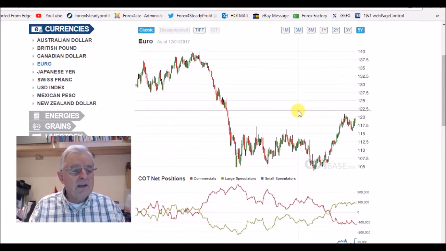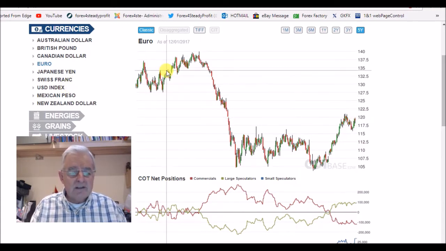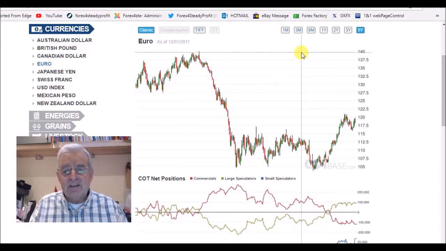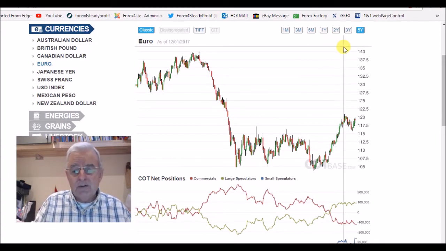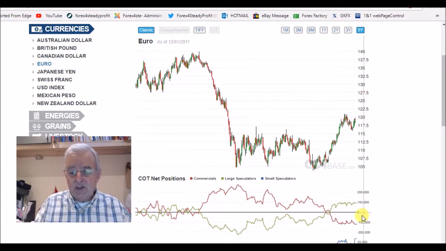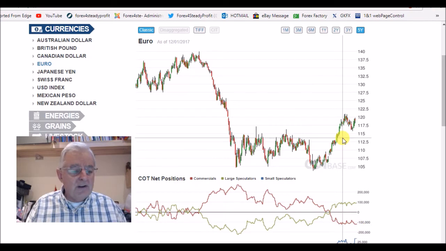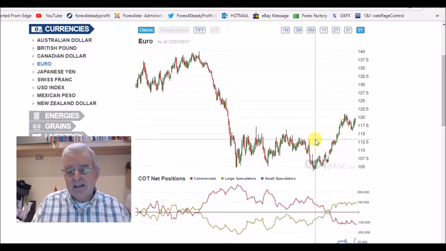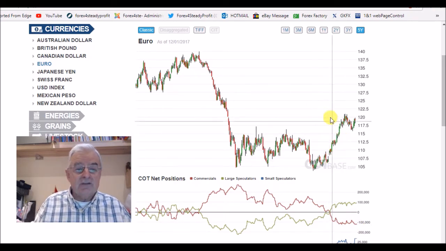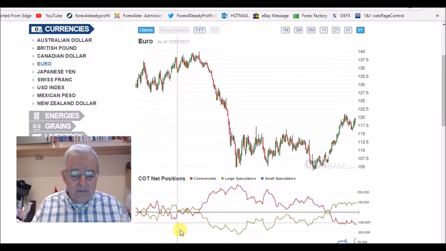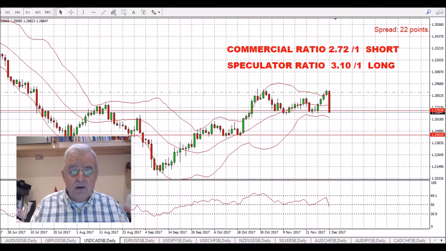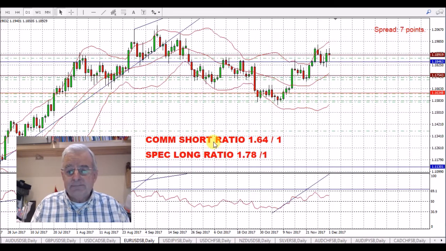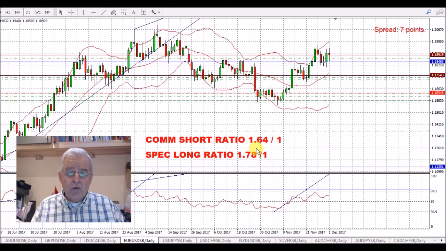And also, I'll do the US dollar because we've got pretty much an extreme on that as well. So you've got the euro extreme short position by the commercials, and you've got a dollar index long position extreme. So if we have a look at the chart for that euro dollar, I am expecting this to come back down. We've got a short ratio of 1.64 to 1.